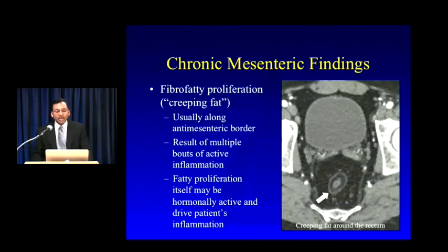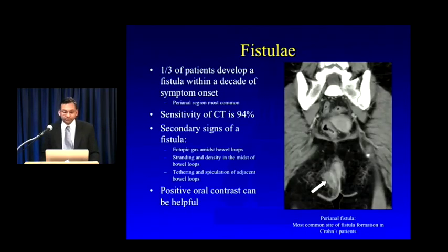As I mentioned, you may see chronic findings in the mesentery as well as a result of repetitive bouts of inflammation. Notice in this case, not only is there fat within the wall of the rectum, there's actually creeping fat surrounding the rectum. So usually this creeping fat or fibrofatty proliferation is along the anti-mesenteric border of the bowel and results from multiple bouts of active inflammation. And there are actually some people who believe that the fat itself may be hormonally active and may drive the patient's inflammation.